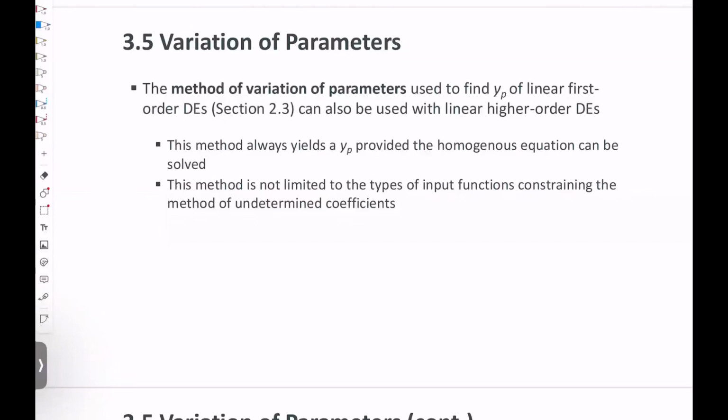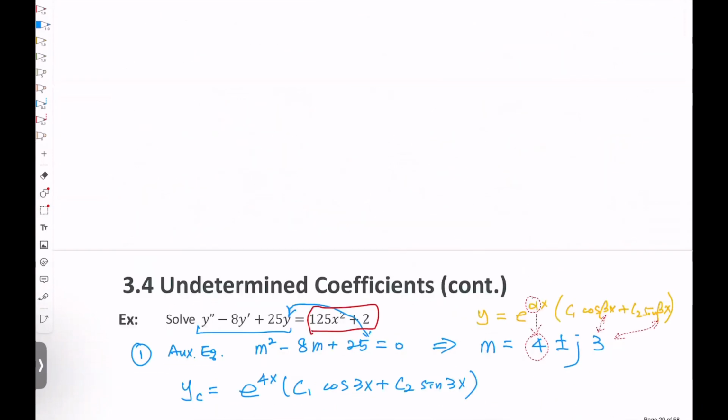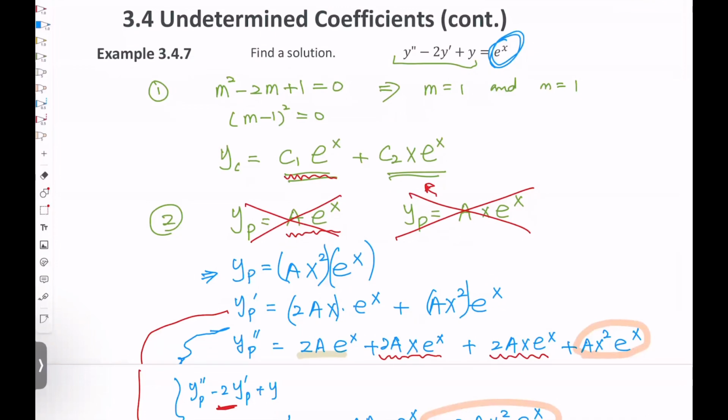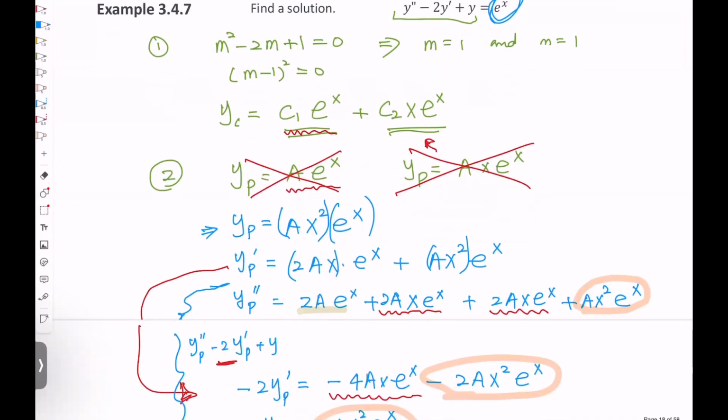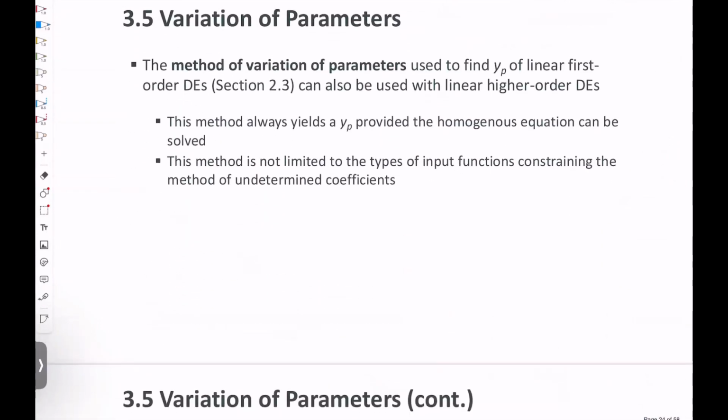3.5 variation of parameters. This is another technique that we're going to use to solve higher order differential equations. In 3.4, undetermined coefficients, we need to be careful when we're setting up the yp. We have to look at y sub c first, see whether there's a repetition or not. If there is, then we need to make it higher order. That's what we did. For section 3.5, variation of parameters, we don't have to worry about that.